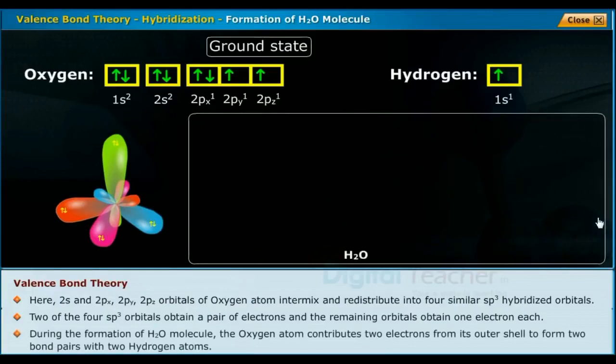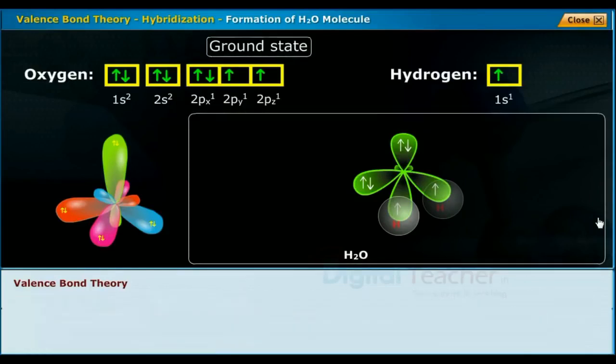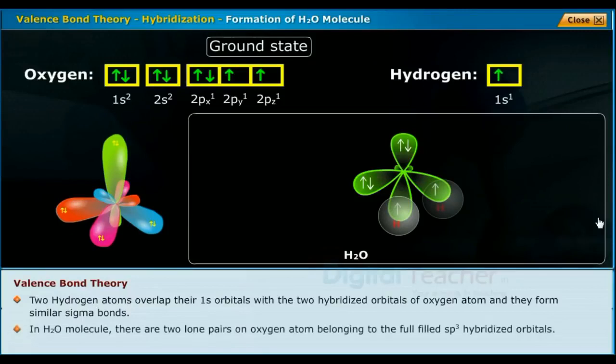During the formation of water molecule, the oxygen atom contributes 2 electrons from its outer shell to form 2 bond pairs with 2 hydrogen atoms. 2 hydrogen atoms overlap their 1s orbitals with the 2 hybridized orbitals of oxygen atom and they form similar sigma bonds. In water molecule, there are 2 lone pairs on oxygen atom belonging to the fulfilled sp3 hybridized orbitals.